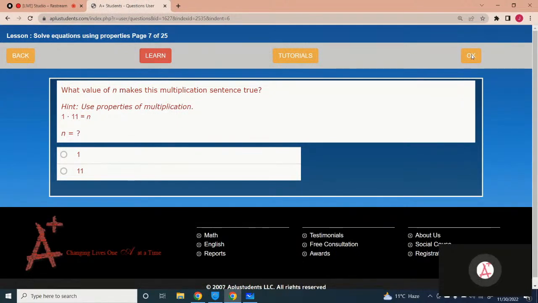Okay, the next one is 1 times 11 equals n. So which option is the correct one? n equals 11 because 11 times 1 is 11. Very good. So select the correct option and then click on the OK button.